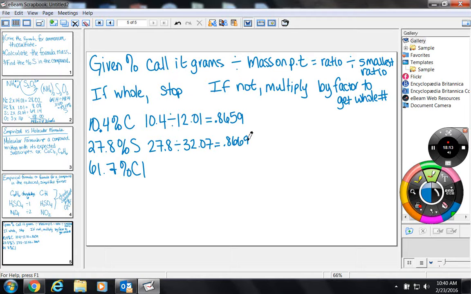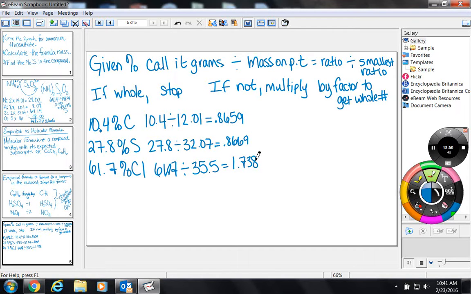That's the next one. 61.7 divided by 35.5. I get 1.738. Okay. So now I'm at the ratio part. Which of these three numbers is the smallest? The first one. The first one, right? So I'm going to divide all three of these by that to get a new ratio.